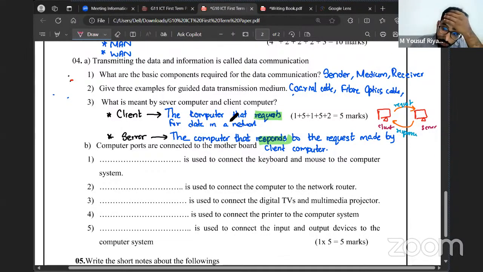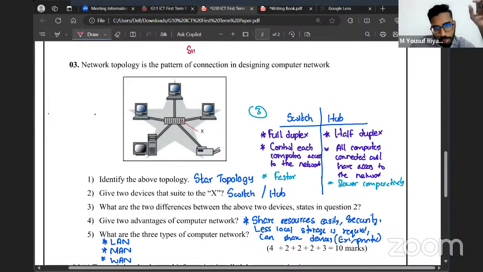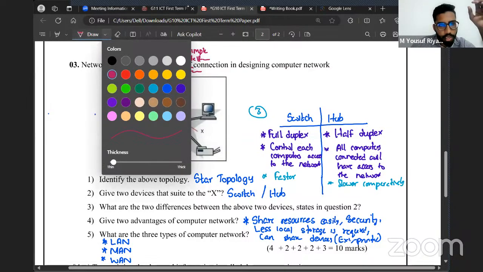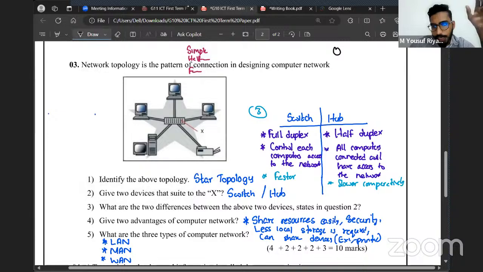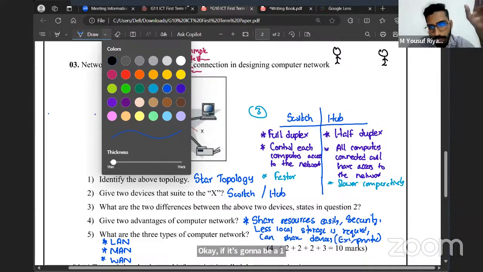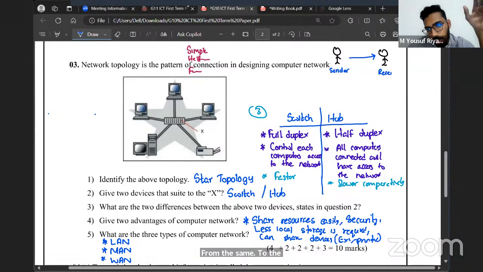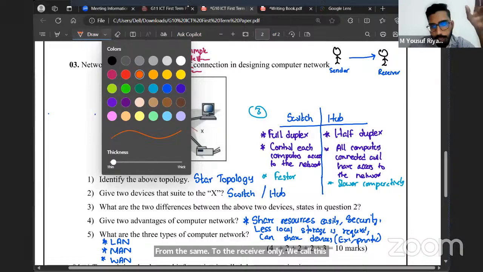Rixa, have you learned the grade 10 second lesson? So in the grade 10 second lesson, data communication, there's something called data transmission modes, right? If you take data transmission modes, there are actually three modes. One we call simplex, one we call half duplex, and one we call full duplex. Now, always we learn in data communication, there will be a sender and receiver. If it's going to be a one-way communication, that means the data is going to be sent from the sender to the receiver only, we call this a simplex mode data transmission.